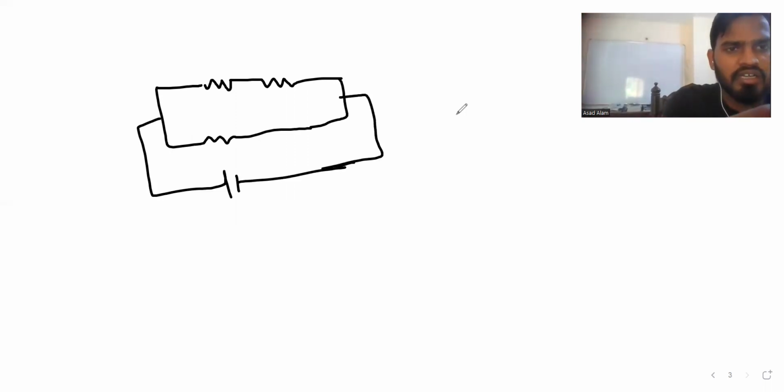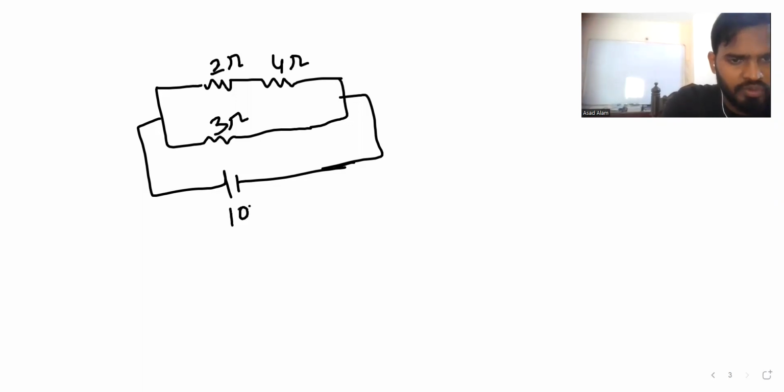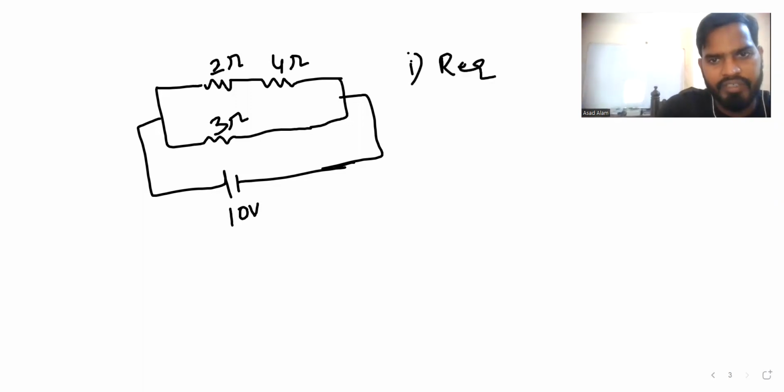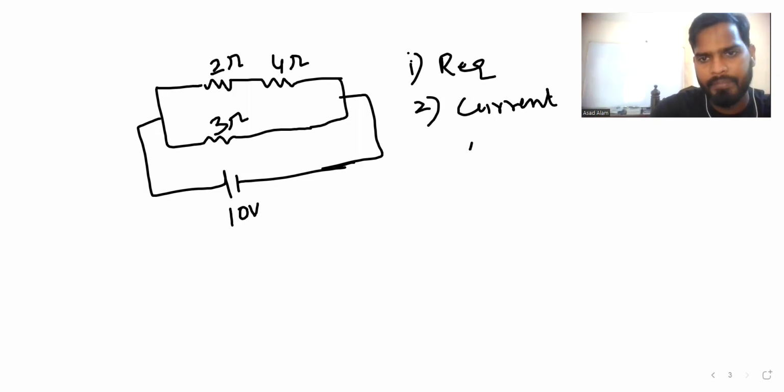Let's consider this is 3 ohm and this is 2 ohm. This is 4 ohm and this is what, 3 ohm. This is 10 volt. The first question they are asking here, find R equivalent. Second question is what, current through the battery.